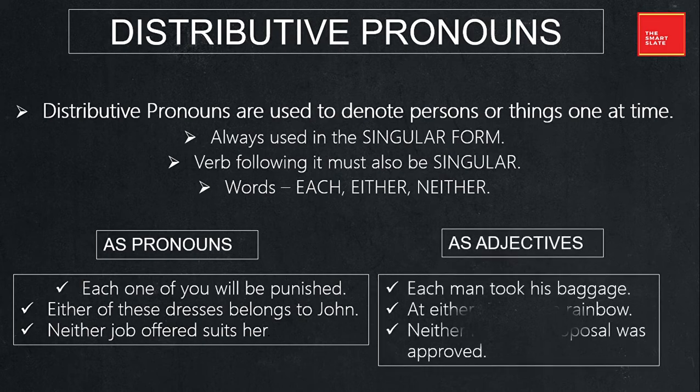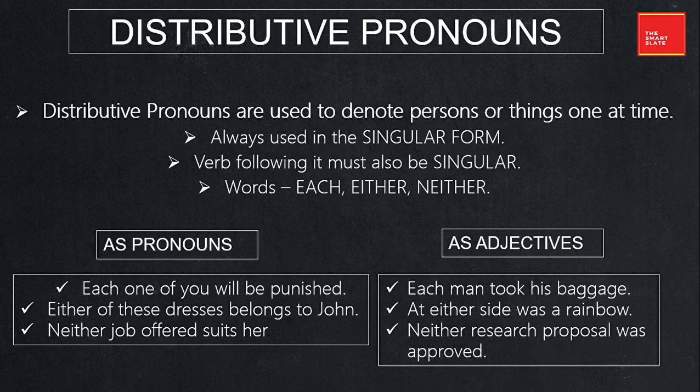Examples are: each man took his baggage. At either side was a rainbow. Neither research proposal was approved. So as an adjective here and as a pronoun, there is a difference. When it is saying each one of you, either of these, neither job.